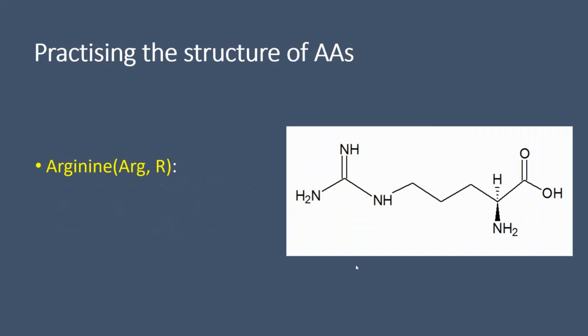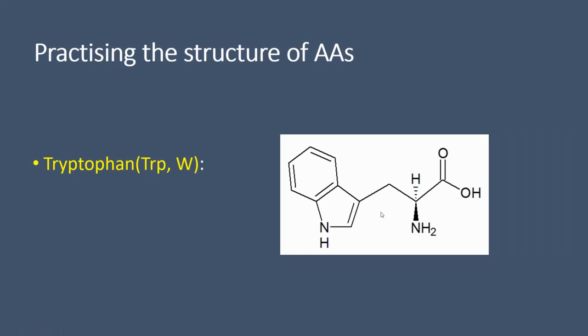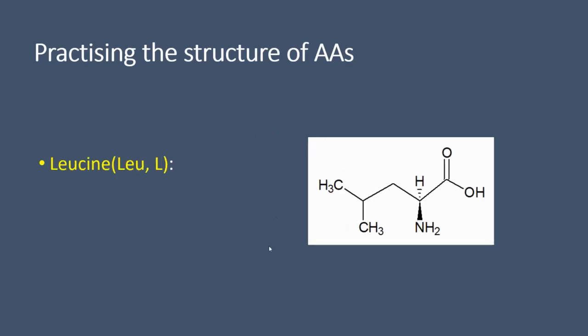So for example, if we want to draw the structure of arginine, you can represent the backbone with an X as shown here, and you only have to draw the R group, which is 3 carbon chains, 1, 2, 3, bonded to a guanidine functional group. If you want to draw tryptophan, you represent the backbone with an X as shown here, and you only draw the R group, which is the CH2 bonded to an indole functional group. And if you want to draw leucine, you represent the backbone with an X, and you only draw the R group, which is 4 carbon chains, 1, 2, 3, and then the 4th one is bonded to the 2nd carbon.